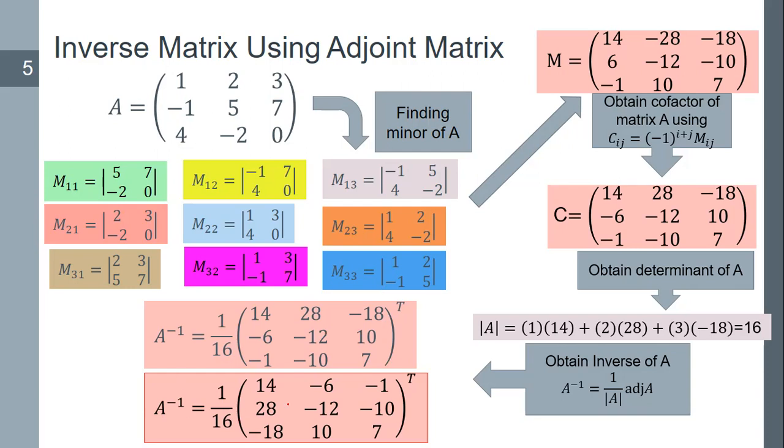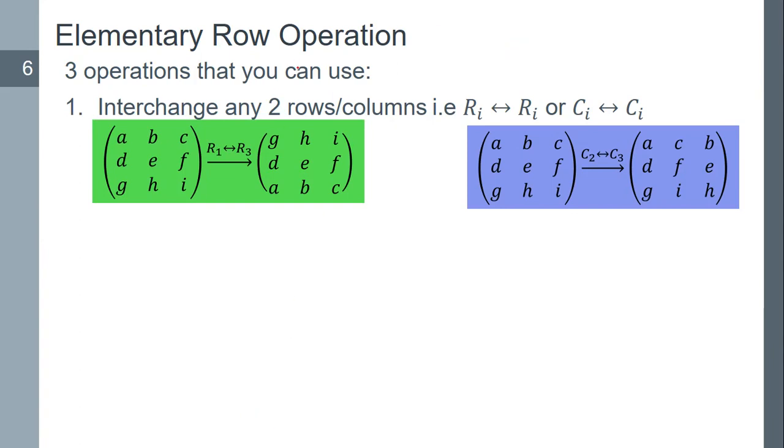Now in certain books they will put the 16 inside, because for me that sometimes looks quite ugly, so that's why my 1 over 16 is outside. Now we look at how to find your inverse matrix using elementary row operations.